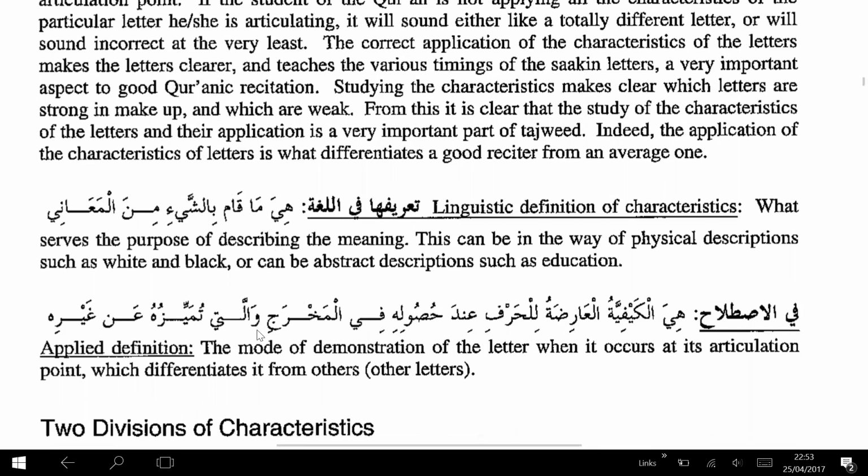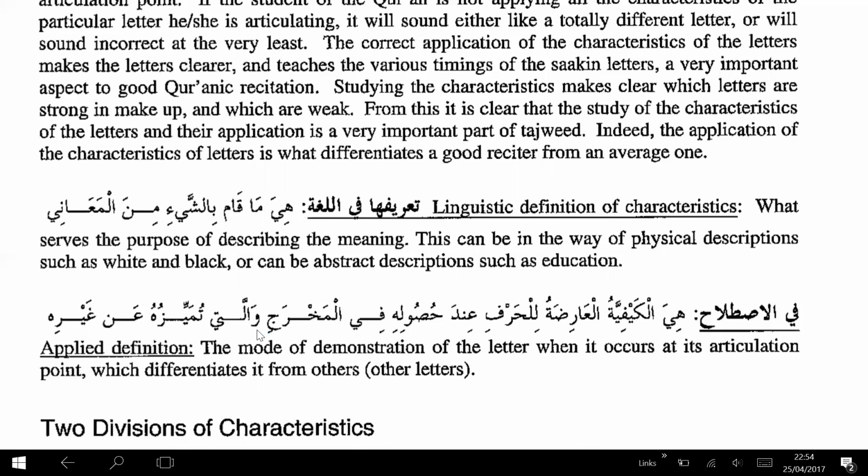So, the linguistic definition of characteristics. تعرفها في اللغة means linguistic definition. لغة means language. هي ما قام بالشيء من المعاني. What serves the purpose of describing the meaning. For example, physical descriptions, like when you say this thing is white or this thing is black, that you can actually see. But there are certain things such as educational qualifications, like this person is a doctor, this person is an engineer. Those characteristics you cannot see in a person, they're abstract.